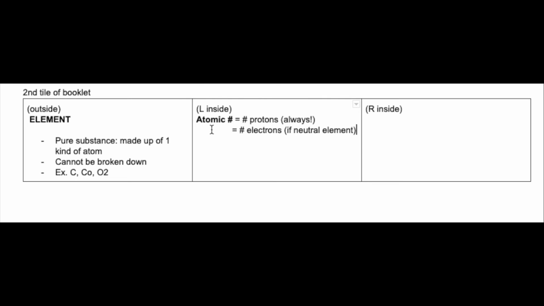Our atomic number is also going to equal our number of electrons only if that element is neutral. So if we pull it right off of the periodic table, that is going to be a neutral element. Therefore, you would expect the same number of protons and the same number of electrons. Our second term that we're going to define is going to be a symbol.